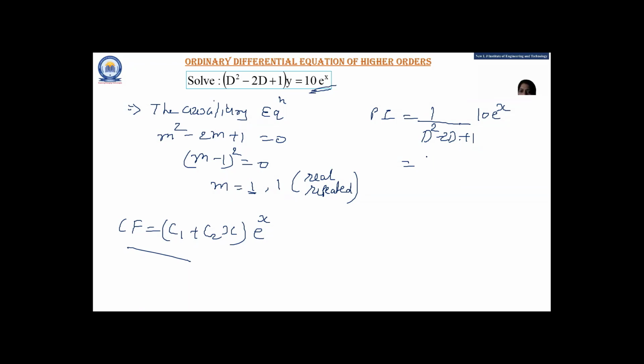So if our denominator is 0, then as per the rule, we have to write x in the numerator and take the derivative of the denominator. What is the derivative of the denominator? That is 2d minus 2. The derivative of d square is 2d, and the derivative of 2d is just 2, right? And the derivative of 1 is 0.